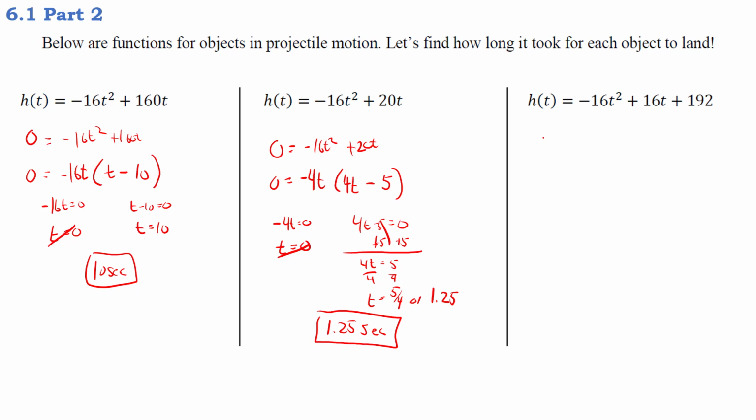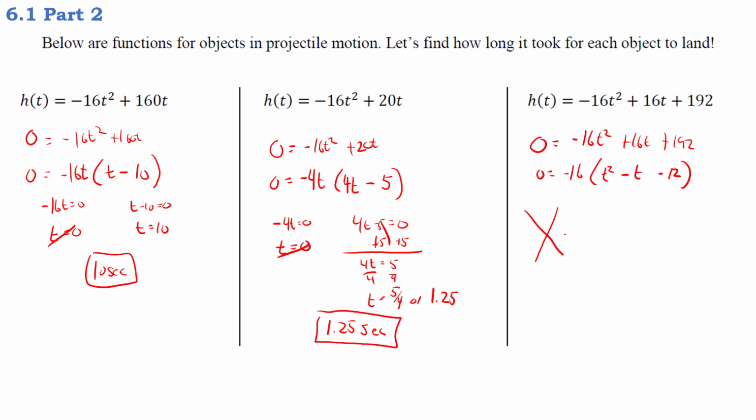Okay, so let's do it on this next one. So again, we're going to take 0 equals negative 16t squared plus 16t plus 192. All right, and now let's see what we can do here. We can definitely take out a negative 16 again. Okay, and that will leave us with a t squared minus t minus 12. So now we can do our big X in this case, right?